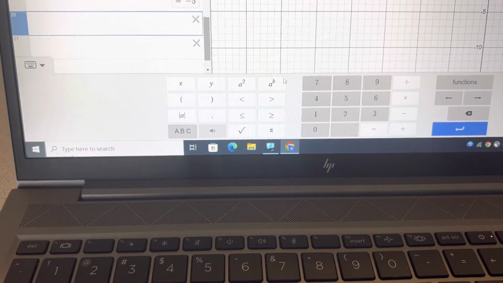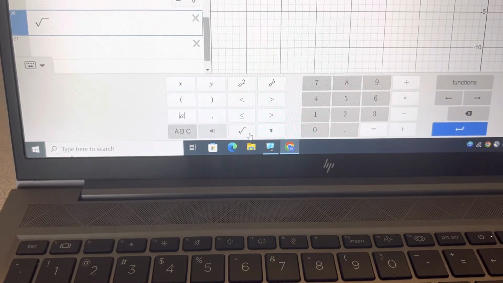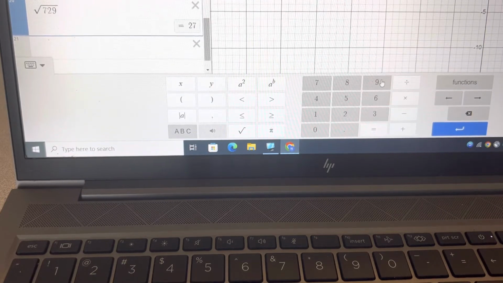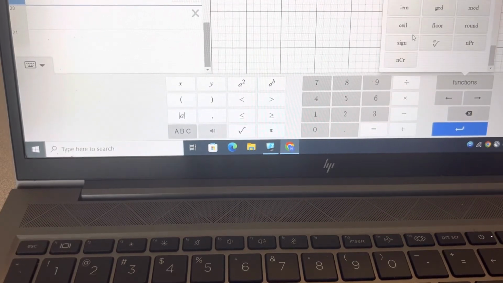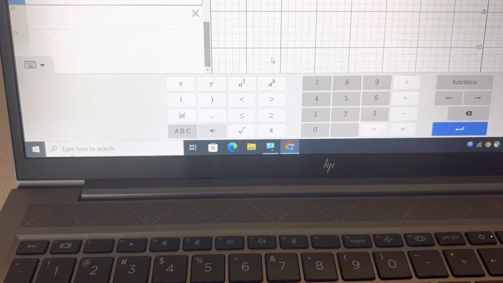All right, next one. I'm just going to type it in very quick since I'm up here. 729. Oh, this one gave us 27, but guess what? They wanted cubed. So let's go back and go to function. Hey, mistakes happen. That's why we double check ourselves.